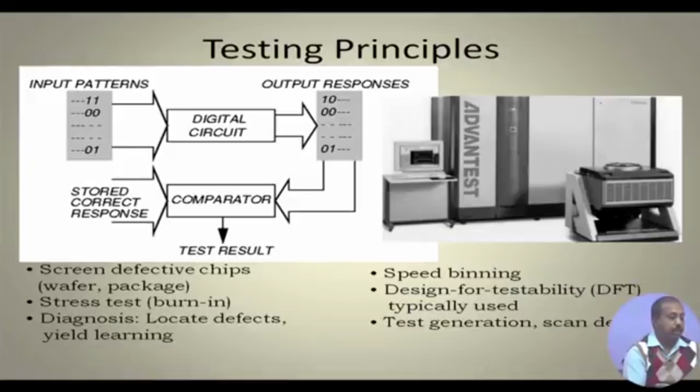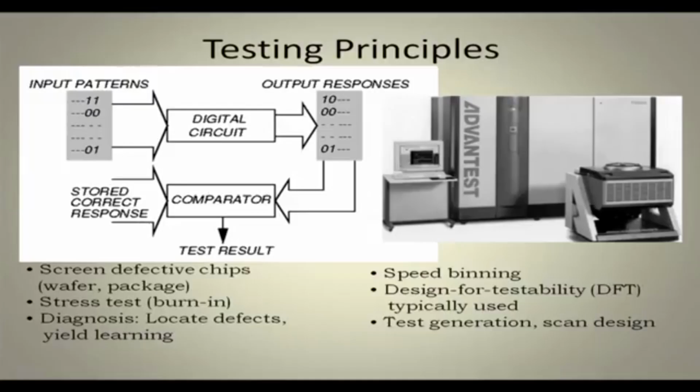Then for diagnosis purposes, we need to locate the defect and then see what yield we are getting. Yield learning is actually this: in some production, if we find that the chips are failing, they are not passing the tests, then we try to figure out whether there may be some problem with the manufacturing process. So, we try to locate the defects, and if a number of chips show the same defect location, that means there is some problem with the manufacturing process. So, the yield has decreased, and we need to correct those processes so that the yield will increase again.